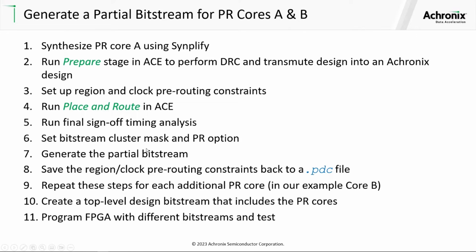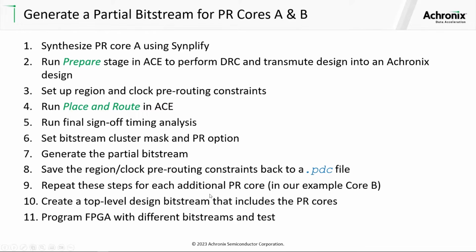You set up the bitstream cluster mask and the partial reconfiguration options. You generate the partial bitstream, and then you're going to save the region and clock pre-routing constraints back to a PDC file. And again, we'll go through each of these steps in more detail. But those first, let's say, 8 steps are what need to be done for every partial reconfiguration region and core that you're going to build in this design.